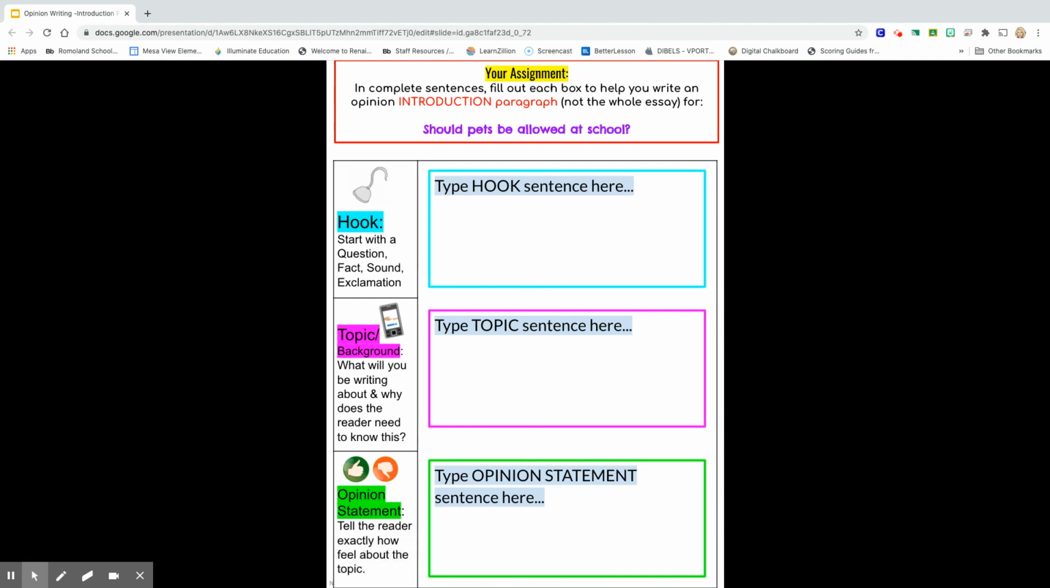So you might say something like, I believe that pets should be allowed in school, or I feel that pets should not be allowed in school. And you're going to type that in right here. So each box here should really only have one sentence. And when you're done with this, then tomorrow we're going to take these sentences and make them into one complete paragraph. But for today, just make sure you fill out each one of these boxes, the hook sentence, the topic sentence, and the opinion statement sentence about should pets be allowed at school. That's it for me. Let's go be writers.